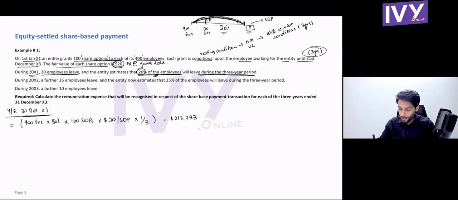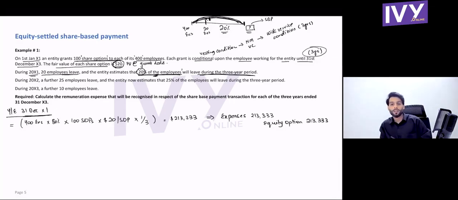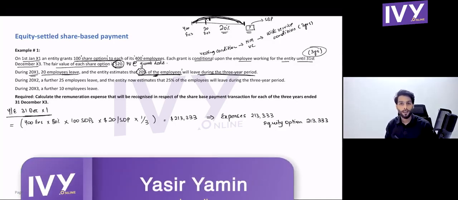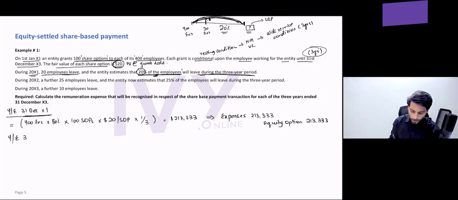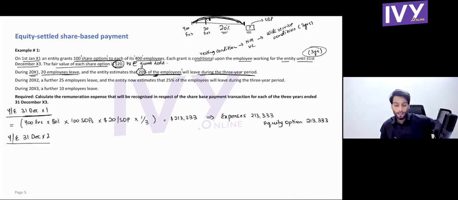So what is going to be the accounting entry for this 213,333? We will do expenses debit 213,333 and equity option credit 213,333. Now this is going to be the accounting entry here. So then what? Then we'll go to the next accounting year. We have to continue till the vesting date arises, till the final date arises. All right. So just look at the second point.